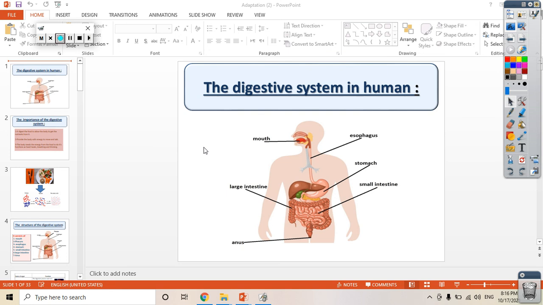Digestion, Primary 4. Miss Hiba Ahmed is with you. Today we will take which system? Can you see? Yes, that's the digestive system.